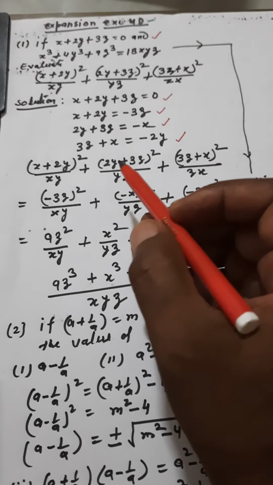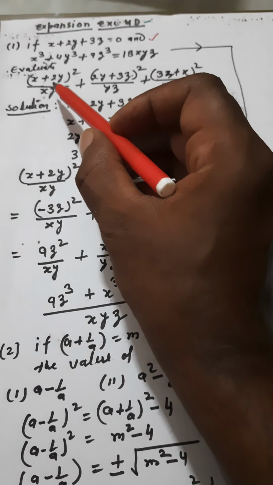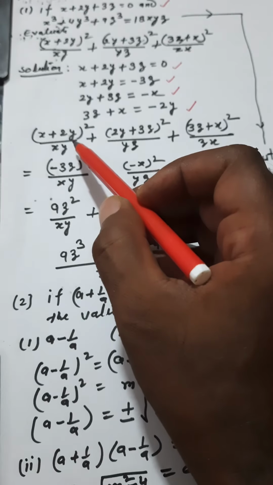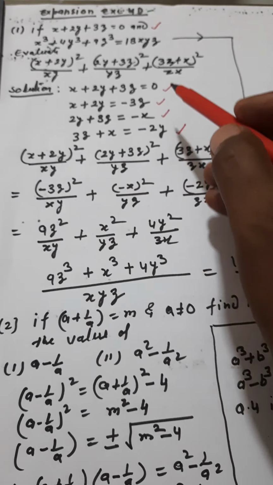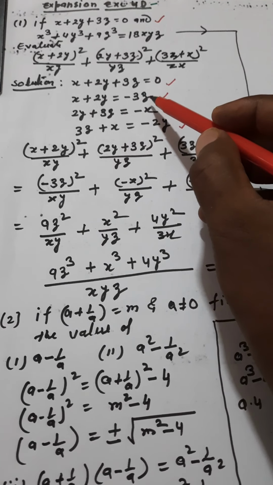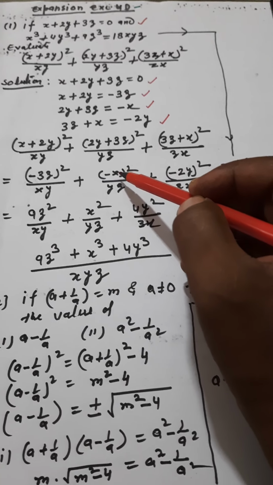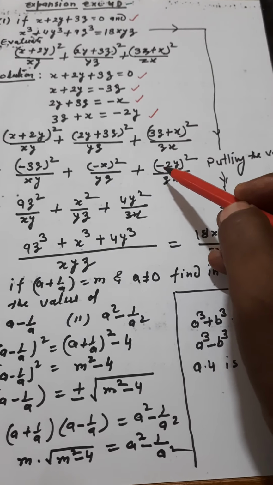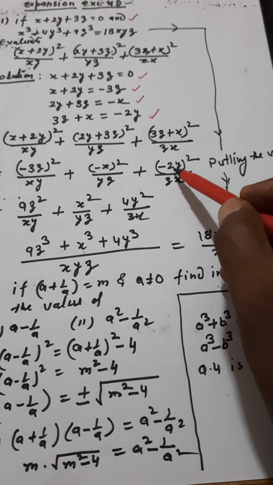After that, whatever you have to find out, there you have to put the values. In place of x + 2y you write -3z, because x + 2y = -3z, it is given over here. 2y + 3z = -x, see, it is given here. 3z + x = -2y.